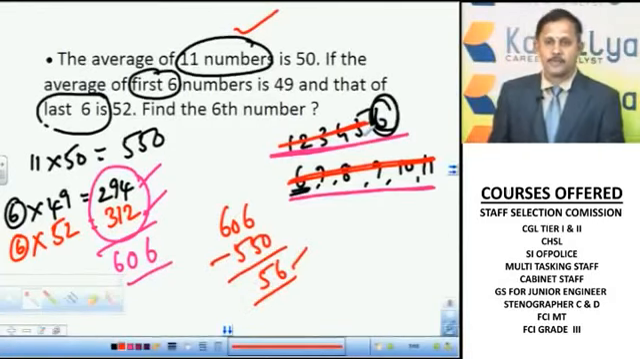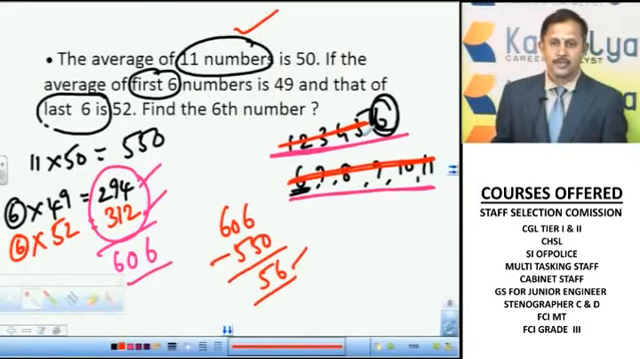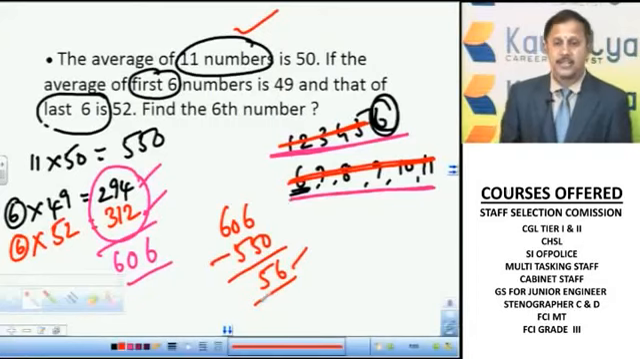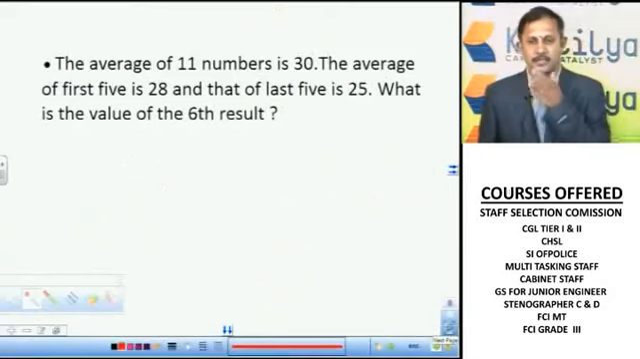Here what you have to observe is there are only 11 elements in the group, but they are divided into 2 subgroups, first 6, last 6. In total there are 12. So one element appears in excess, that is the 6th number, which is common to both the subgroups. The 6th element can be calculated as 56. So these two problems, they come under a single category.